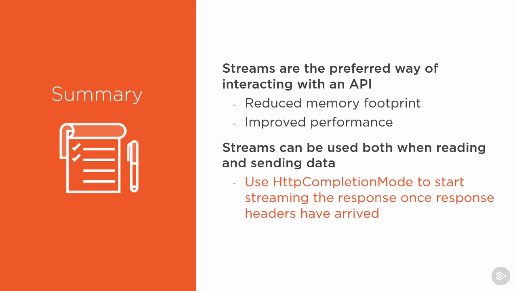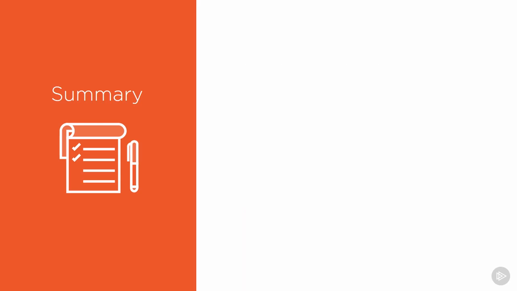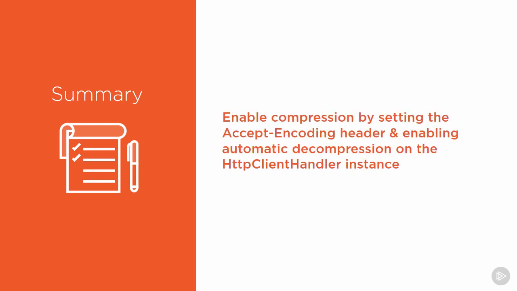When we send our data, we can use a stream as well. By doing so, the request body content gets created without an in-between string copy of the object we want to send. Lastly, we can enable compression. By doing so, the data that's sent over the wire is smaller, which results in less bandwidth consumption and thus faster performance. If an API supports compression, it's sufficient to set the accept encoding header to the compression format we want to accept and to enable automatic decompression.